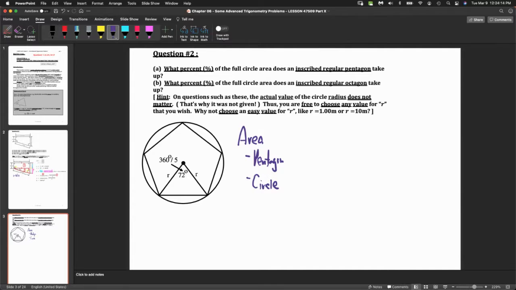But what you notice is that there's no numbers. Like, I don't know how big this circle is. The radius is not defined either. So how the heck do you do that? In fact, the only number that you know is the 72 degrees.